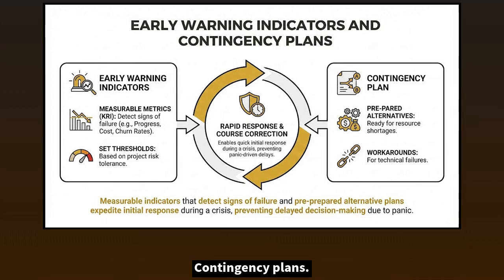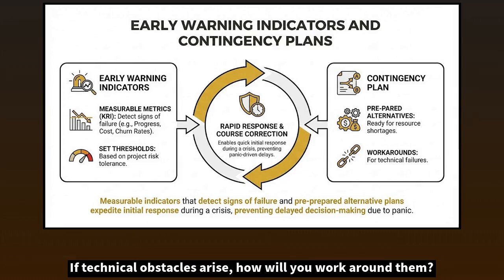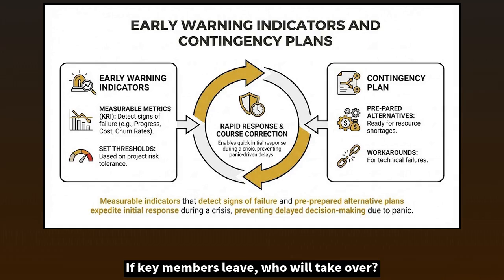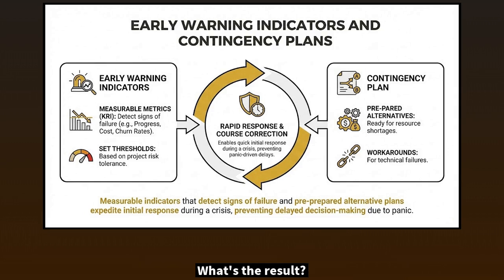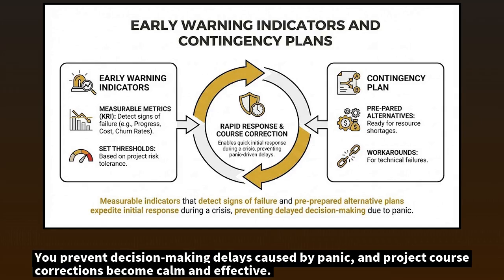Contingency plans. Prepare alternative plans in advance. If resources are insufficient, where will you supplement them? If technical obstacles arise, how will you work around them? If key members leave, who will take over? Answer these questions now. What's the result? Initial response during crises becomes faster. You prevent decision-making delays caused by panic, and project course corrections become calm and effective.